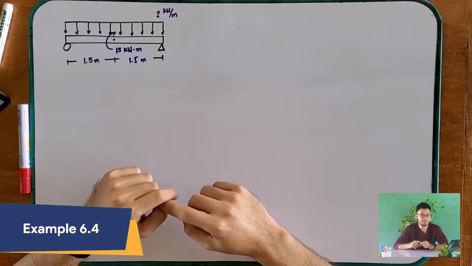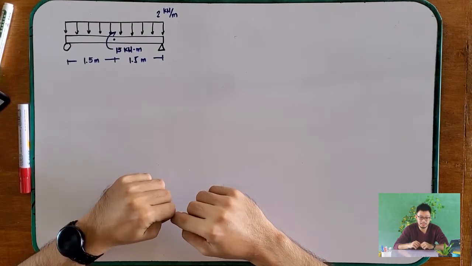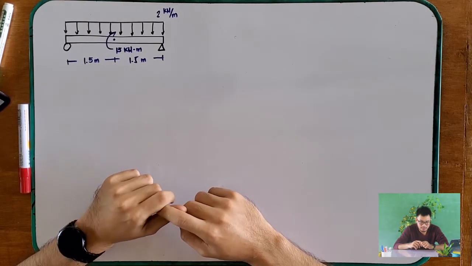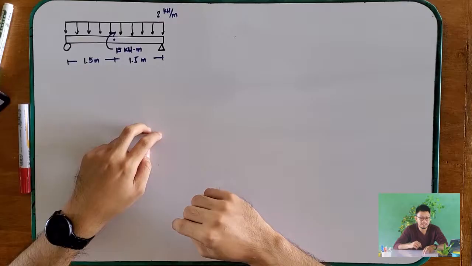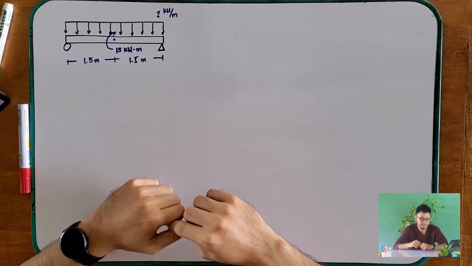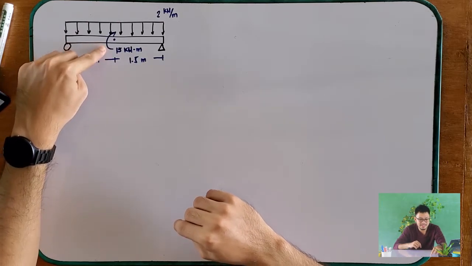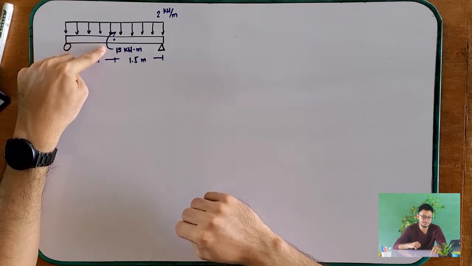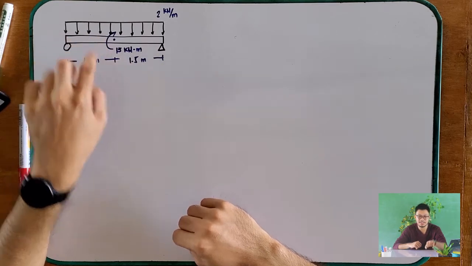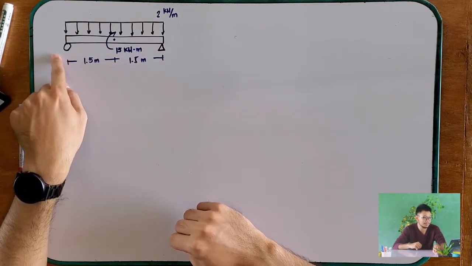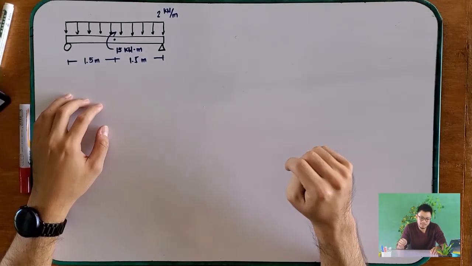In this example, we have a distributed load, and this distributed load is a rectangular distributed loading. So how are you going to make a shear and moment diagram if you have this kind of loading? You also have a concentrated moment of 15 kilonewton-meters, which is located 1.5 meters from your left. Okay? So let's solve this problem.